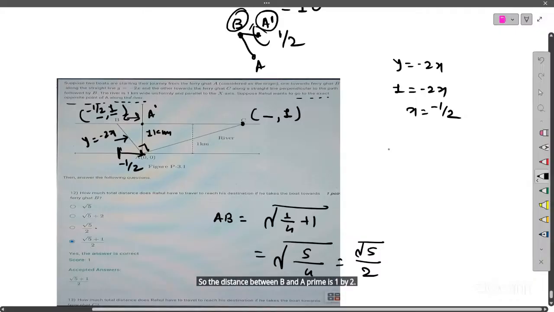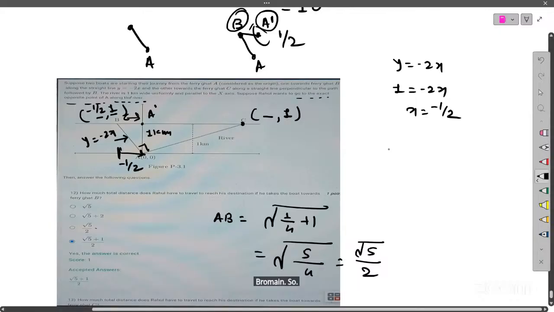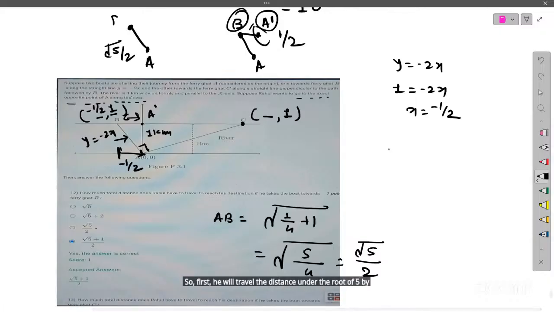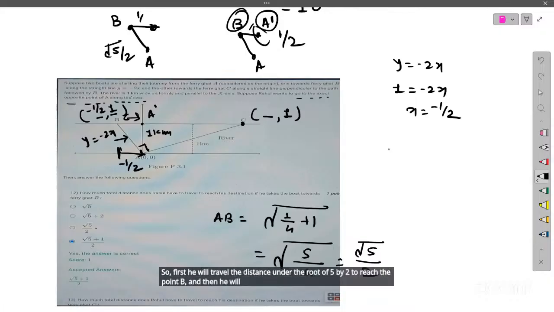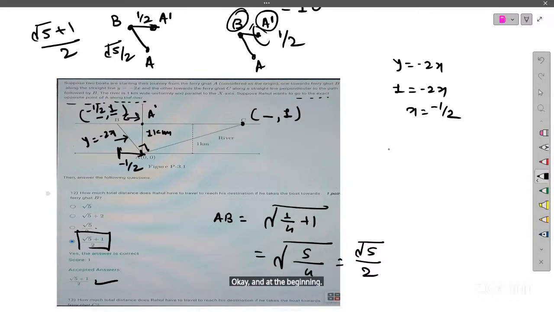Is that clear? Why am I taking 1 by 2? Yes. So if he wants to travel to the exact opposite side, that means if he wants to travel from A to the point A prime, first he will travel the distance root 5 by 2 to reach the point B, and then he will travel the distance of half to reach the point A prime. So the total distance will be root 5 plus 1 by 2. So that's why this option is correct here. Okay, ma'am. At the beginning, I thought it was only A to B, so I got the wrong answer. Thank you, ma'am.